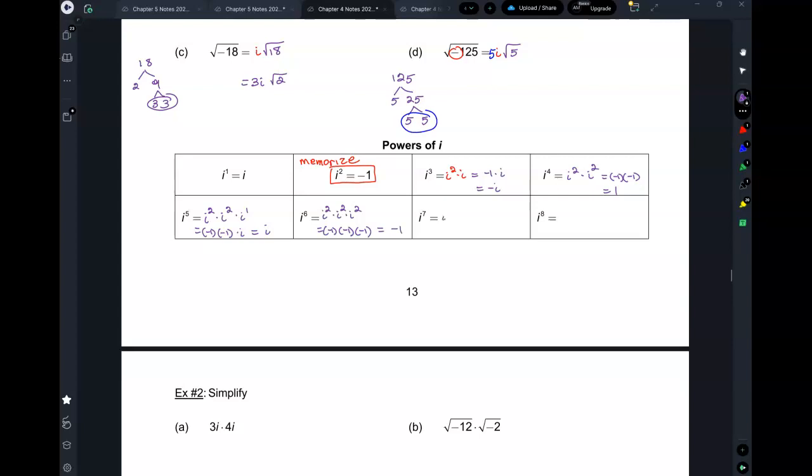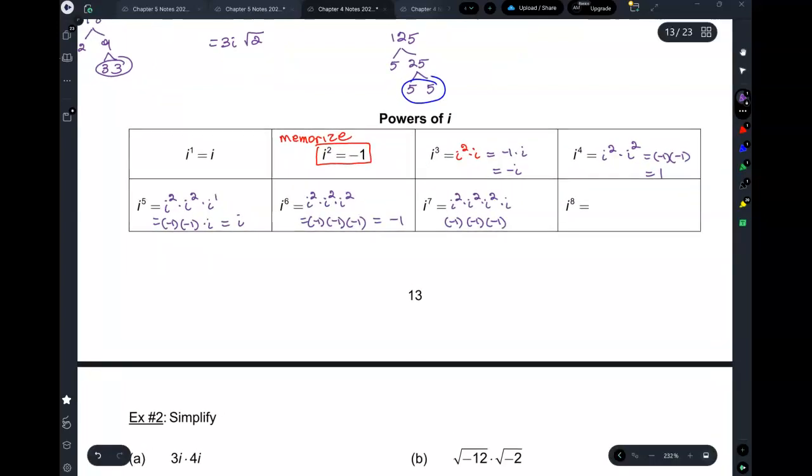Okay? Let's do the same thing here. i squared, i squared, i squared, i. Is that right? 2, 4, 6, 7? Yep. Okay. So I have i squared is -1, -1, -1 times an i. So are all these -1s going to end up as +1 or -1? -1, because there's 3 of them. -1 times i, -i.